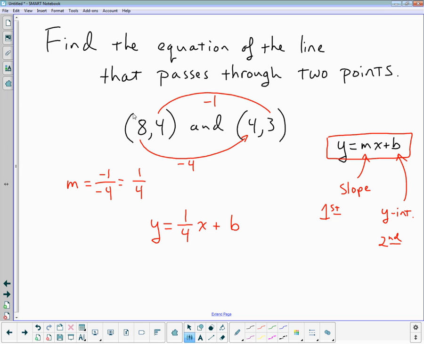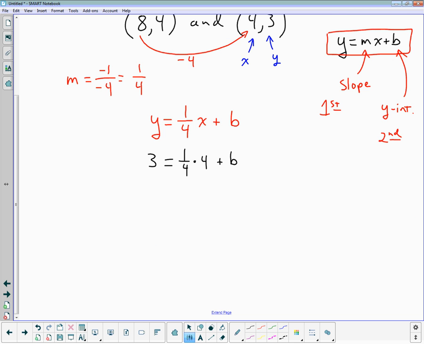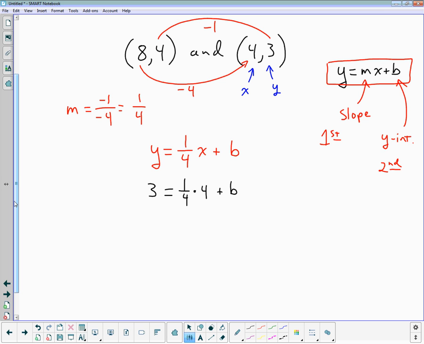So let's just take this one here. Remember, we have an x and a y. That's my x, that's the y. Remember, they go alphabetically left to right, x, y. What we're going to do is plug in the x and plug in the y into our equation and find the b. So if x is 4 and y is 3, see how I just took the x and the y values and plugged them in. Take a look. See how I did that.